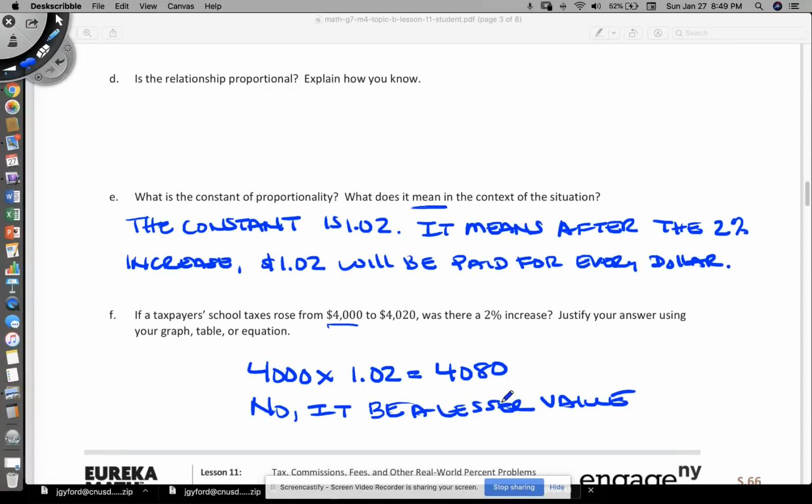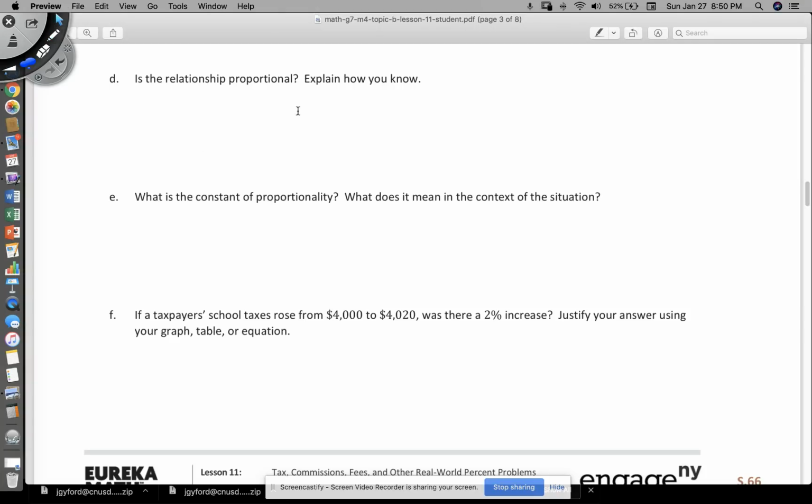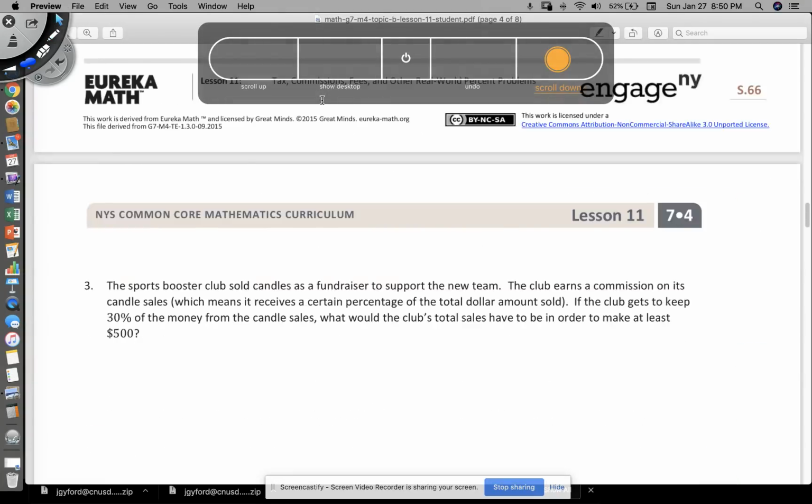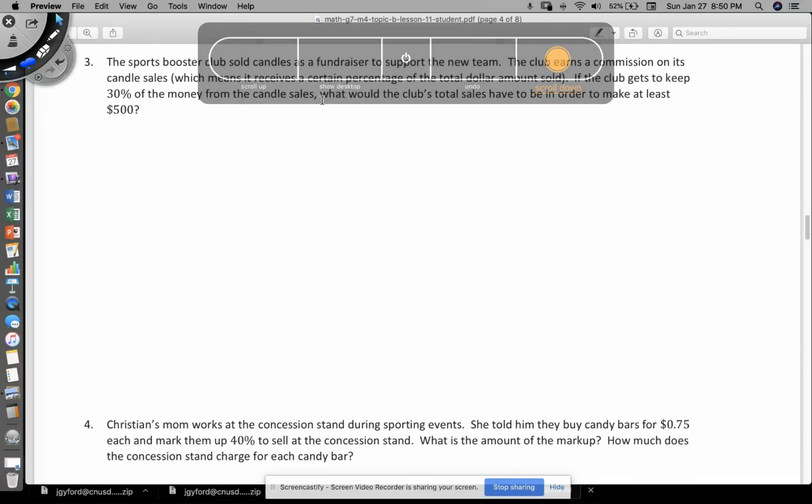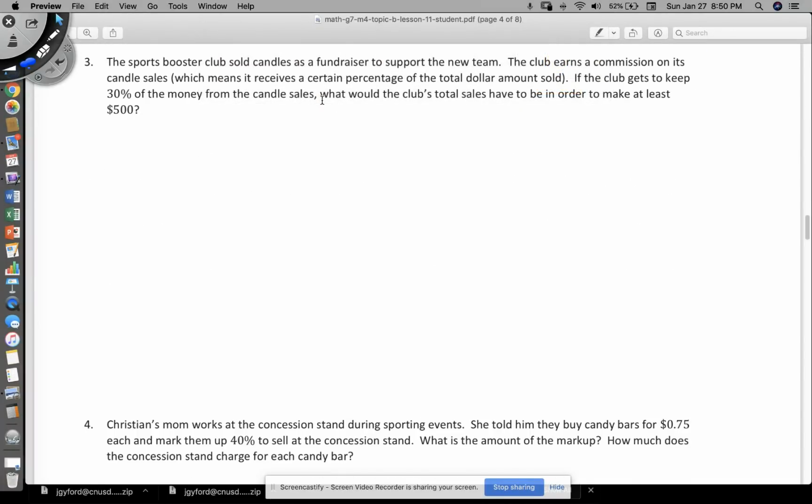All right, let's try the next one. We're going to go on to number 3. Number 3 says, the Sports Booster Club sold candles as a fundraiser to support the new team. The club earns a commission on its candle sales. If the club gets to keep 30% of the money from the candle sales, what would the club's total sales have to be in order to make at least $500?